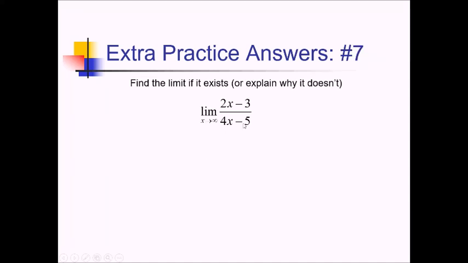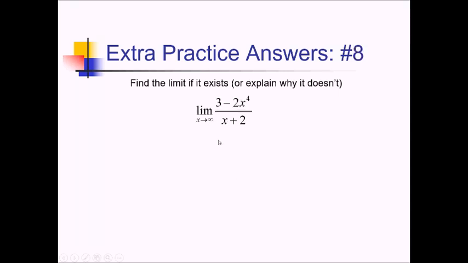To take the limit of this expression as x approaches infinity, I'm just going to choose my champion here. In the numerator, 2x is the dominant term. In the denominator, it's 4x, growing faster than the constant. So just reducing this, we end up with 1/2.